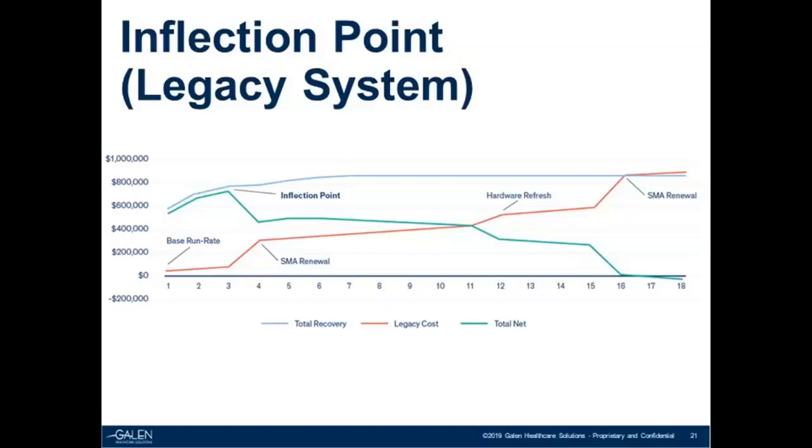And then finally, around 16 months, this whole effort turned negative because we got hit with another yearly SMA renewal. So in this particular customer's case, they should have exited the system as rapidly as they possibly could, and indeed their overall ROI started going down right around month 3 or 4.